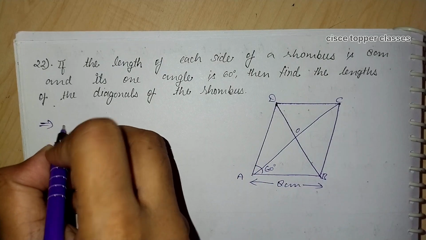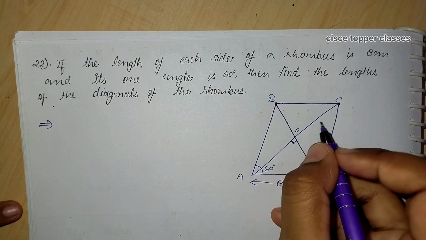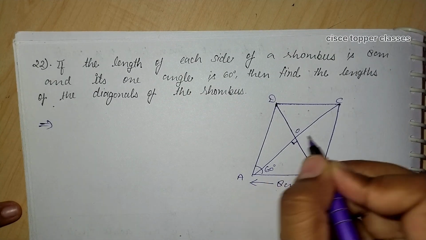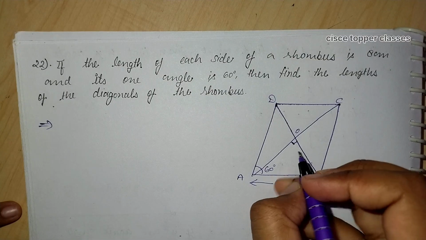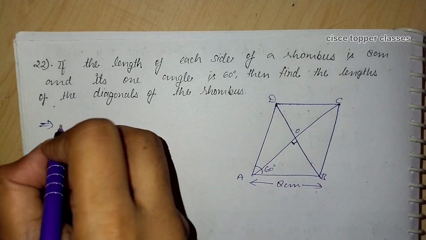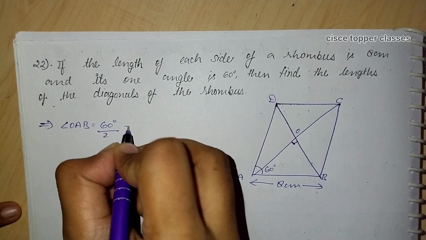Here we know that the diagonals intersect at 90 degrees, which forms triangle OAB. So angle AOB is equal to 90 degrees. From there, angle OAB we can write as half of 60 degrees. So this is 30 degrees here.